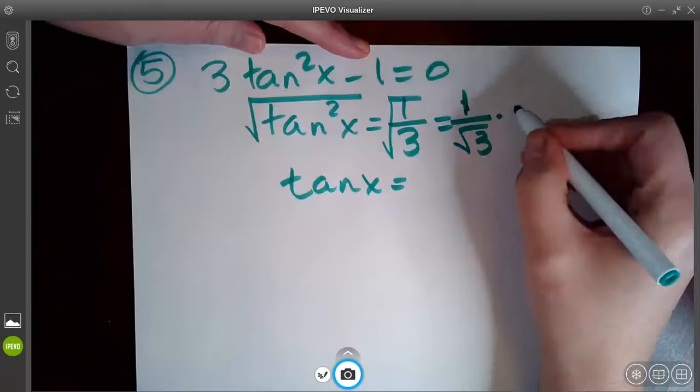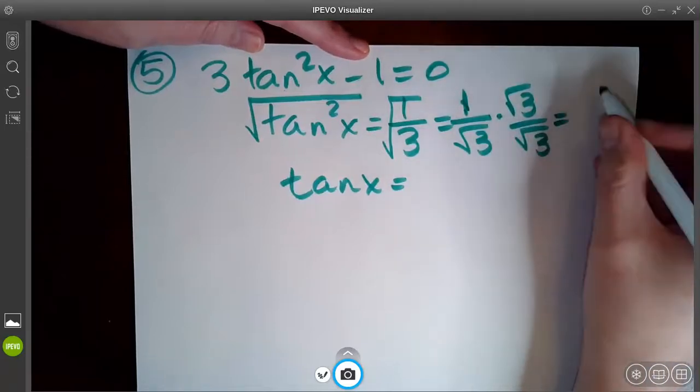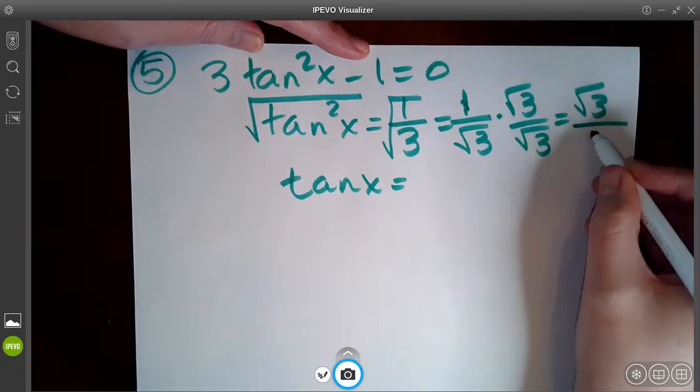So we got to rationalize. So we multiply that by square root of 3 over square root of 3. So we get the square root of 3 over 3.